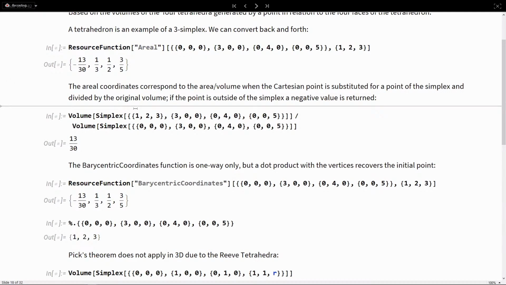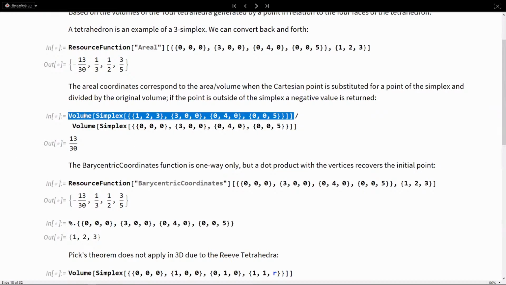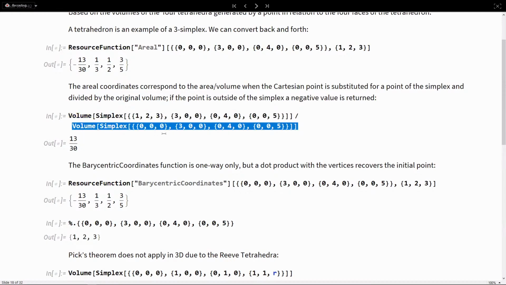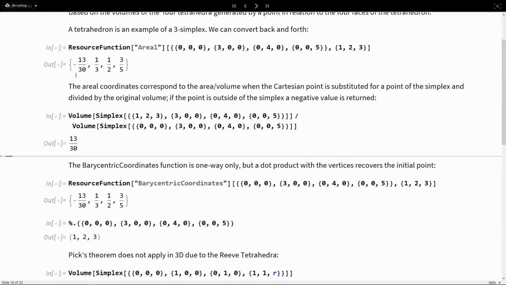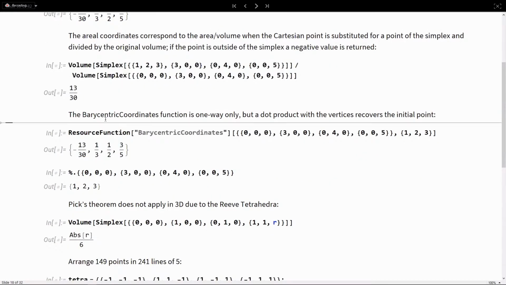The volume, and here I show it, the volume of this simplex divided by the volume of that is 13/30. And the barycentric coordinate function works the same way, and you can also do dot products.